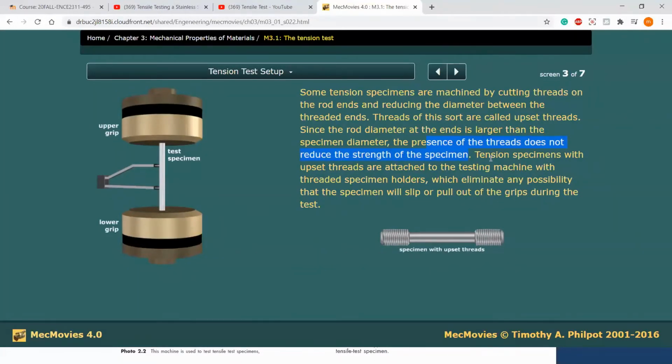Tension specimens with offset threads are attached to the testing machine with threaded specimen holders, which eliminate any possibility that the specimen will slip or pull out of the grips during the test. So if there is any slippage during the experiment, you will get a wrong result. You're not going to get an accurate reading. If there is any slip, you might get high elongation, which will give you a goofy graph. So you're not going to be able to analyze the data because you put garbage in and the computer will give you garbage out.